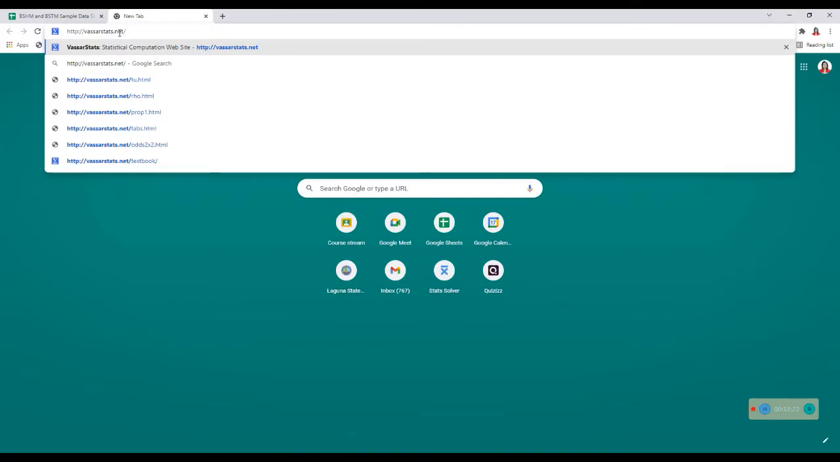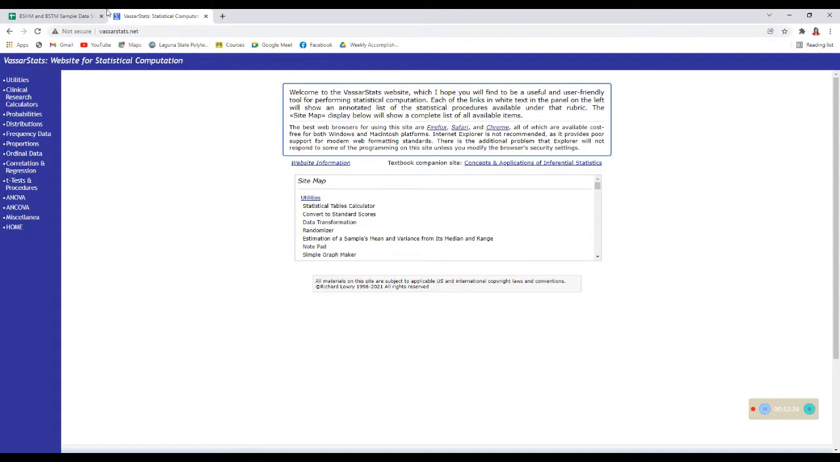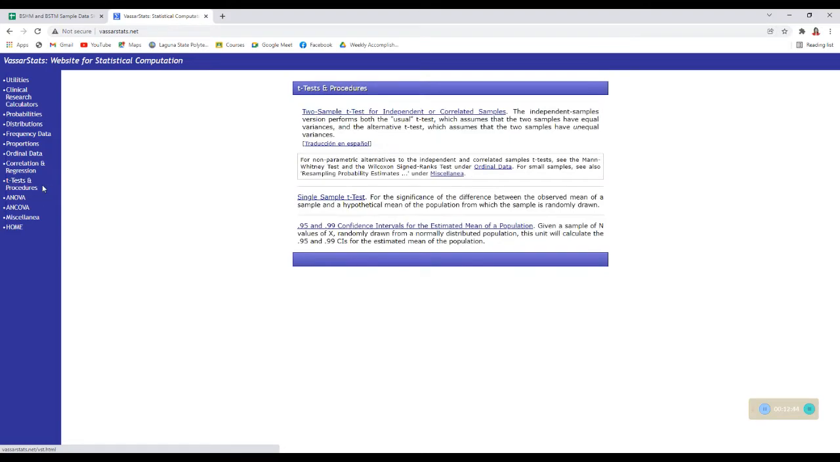So, punta lang kayo sa visorstats.net. This is what their webpage looks like. Ayan. Magiging focus natin today ay ito. Hopefully, you can see the red one kung saan nakaturo yung mouse ko. This is the t-test and procedures. Ayan. Dito tayo pupunta later on.